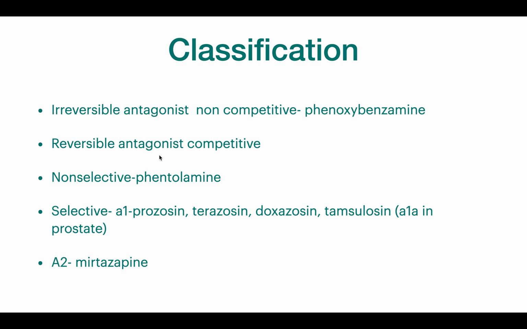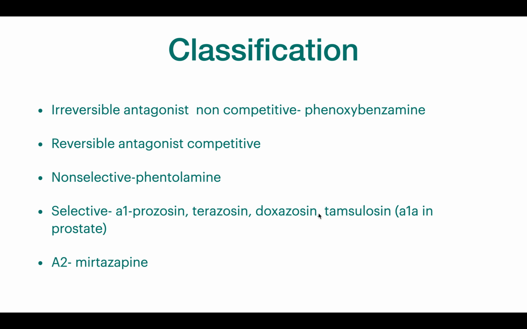The reversible antagonists are competitive because you can flood the synapse with the substrate in order to bump off the antagonist. They use the same active site. A non-selective reversible antagonist would be phentolamine. The selective A1 antagonists would be prazosin, terazosin, doxazosin, and tamsulosin.